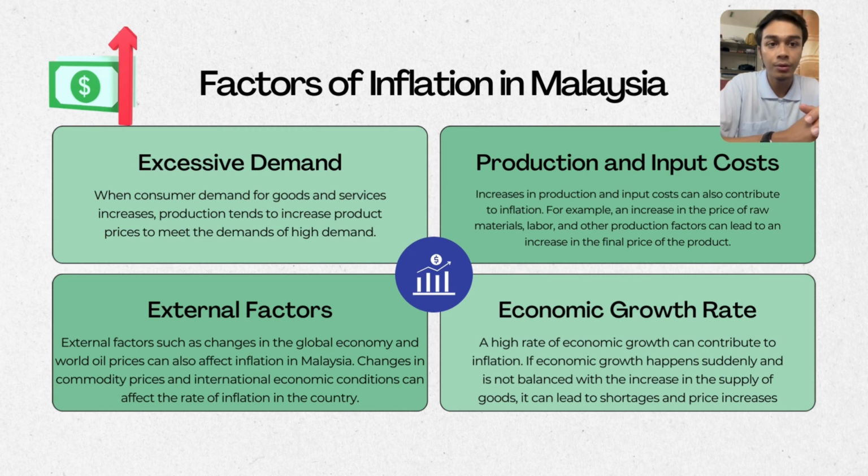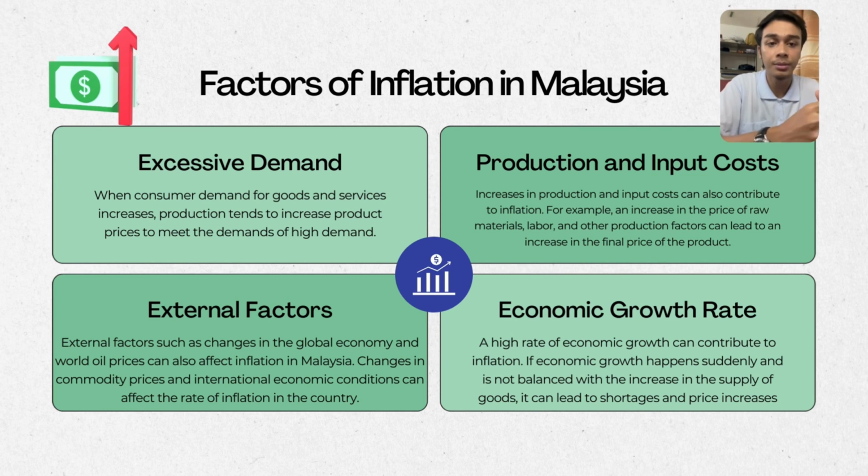When consumer demand for goods and services increases, producers tend to increase product prices to meet the high demand. Excessive demand is often referred to as demand pull inflation. Demand pull inflation happens when the aggregate demand in the economy outpaces aggregate supply, and prices tend to rise in Malaysia. If consumer spending, investment and government expenditure increase significantly, it can lead to demand pull inflation. This often occurs during periods of economic growth when employment and incomes are rising.